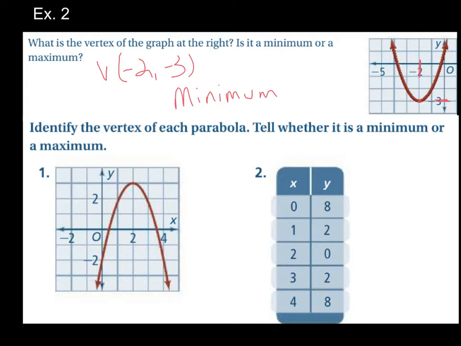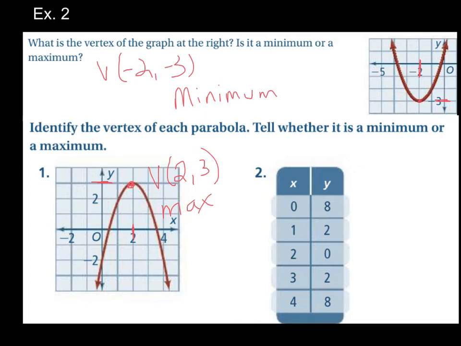How about in problem number 1 down here? Identify the vertex of each parabola and again decide if it's a min or a max. Well, in problem 1, our vertex point here is going over 2 on the x and is going up 3 on the y. So our vertex here is the point (2, 3), and because it is a high point, it is a maximum.